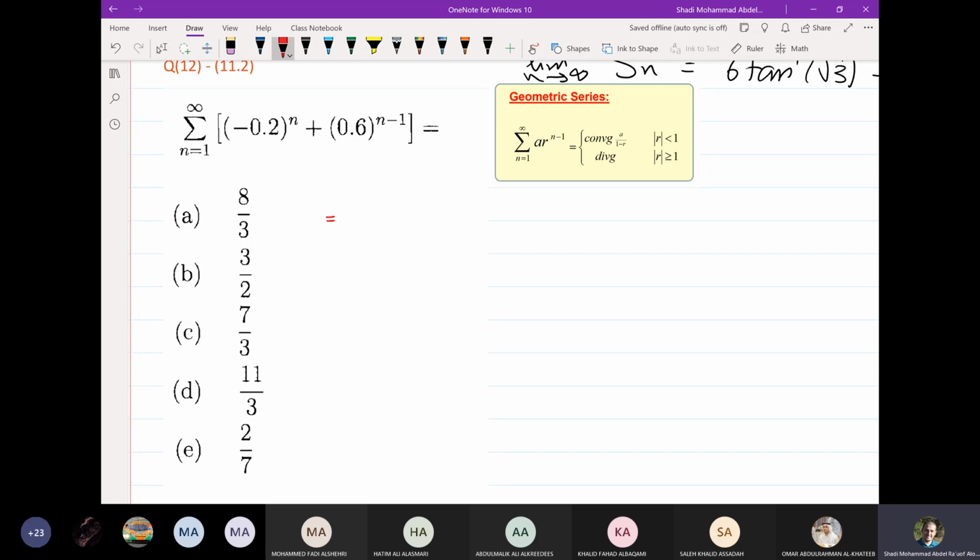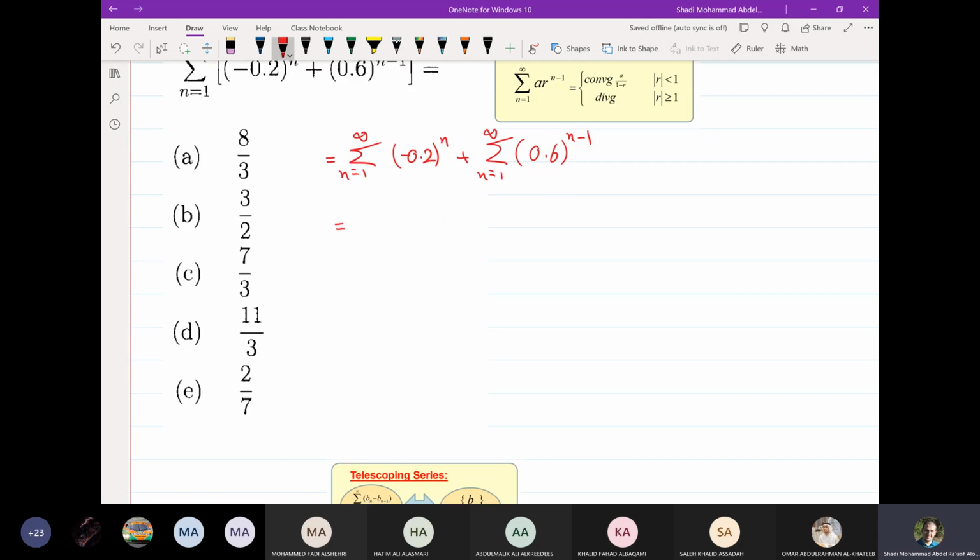See here, you can split this series into 2 parts: the summation from n equals 1 to infinity of (minus 0.2) to the power n, plus the sum from n equals 1 to infinity of 0.6 to the power n minus 1. Is that clear? Now, this one, what is r here? What is r here?